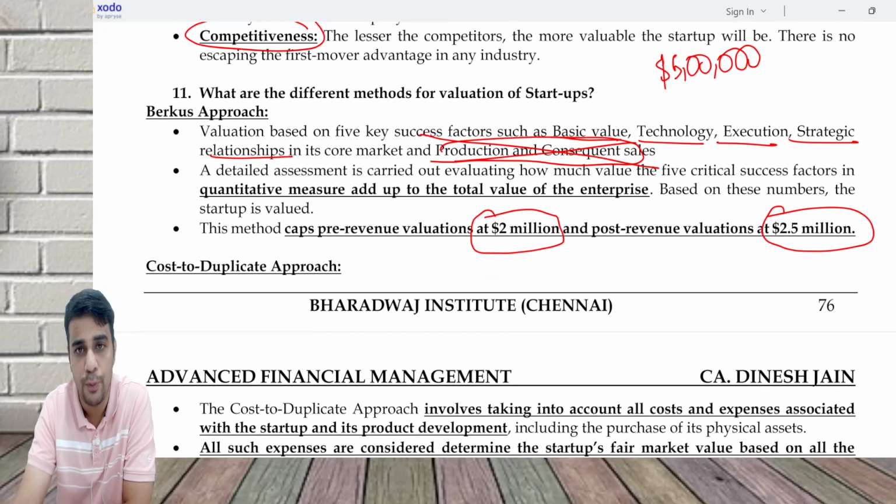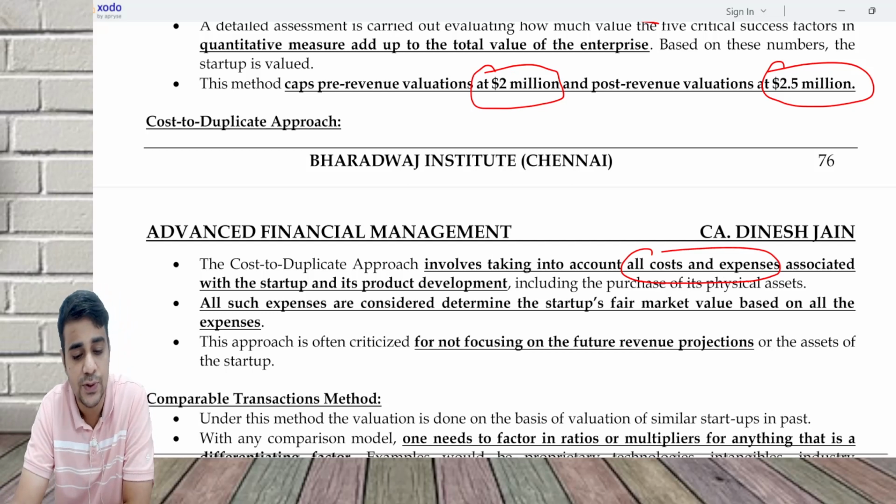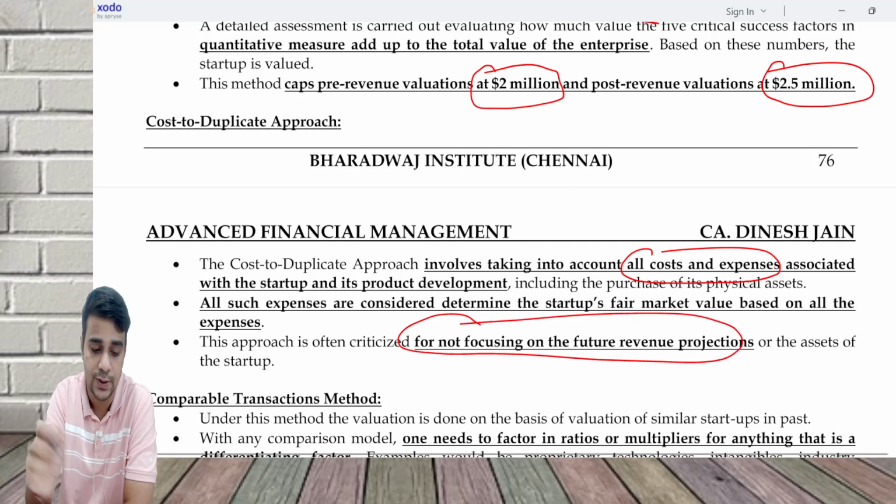This is not a good approach because it does not consider the future earning potential. All cost and expenses associated with the startup and its product development. This is not focusing on the future revenue projections.